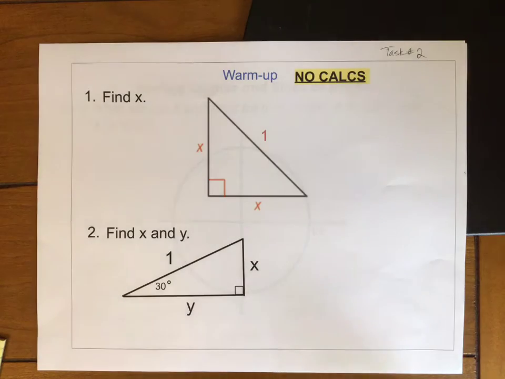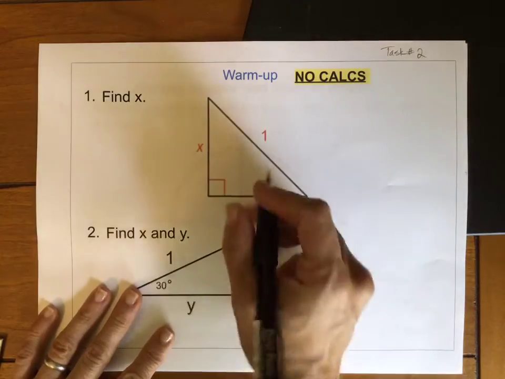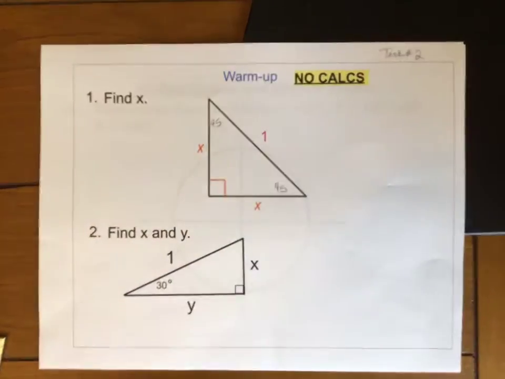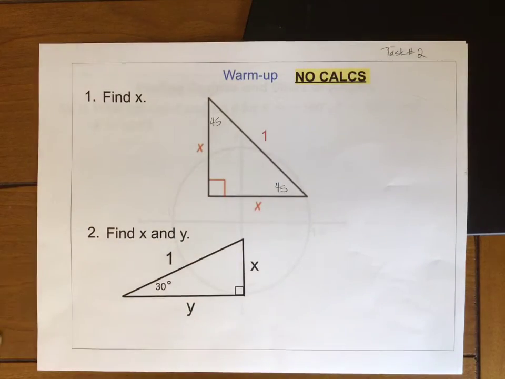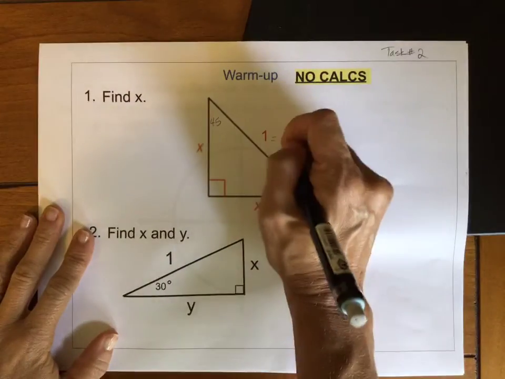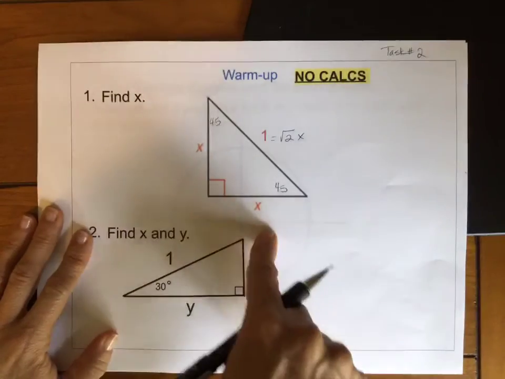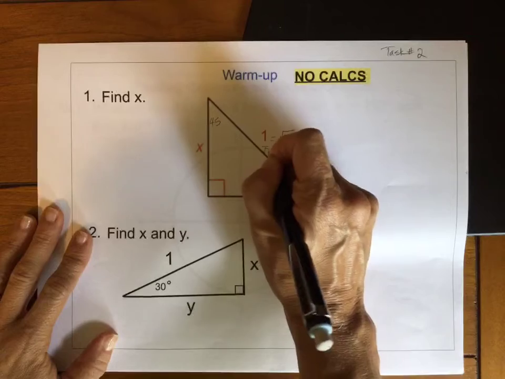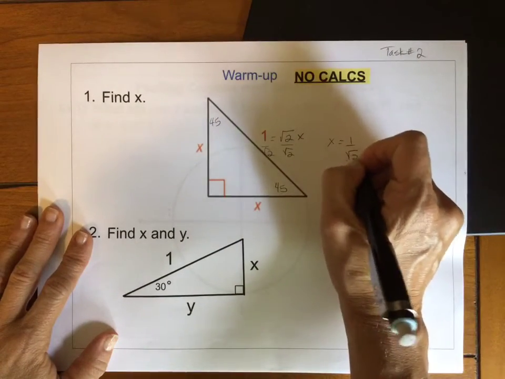All right, so hopefully on triangle number 1, you realized it was 45, 45, 90, because it showed just x and those sides. When you see x in both places, that's just saying your sides are equal. And we know that our hypotenuse is root 2 times our legs of our triangle. So if you had divided both sides by root 2, you would get 1 over root 2.